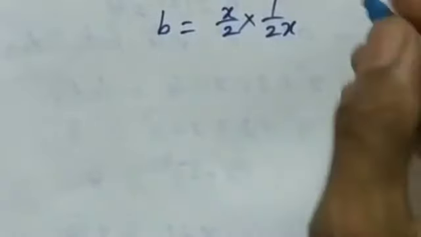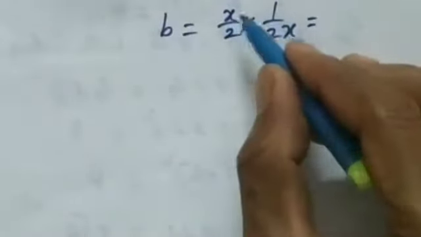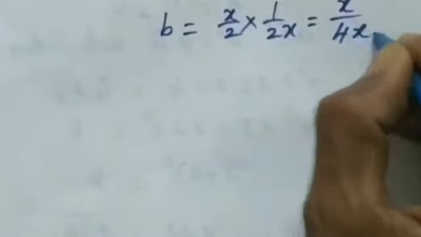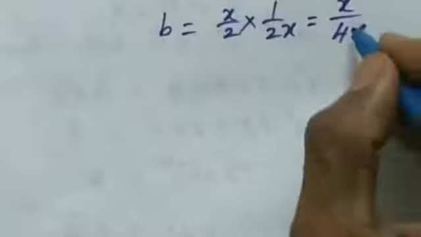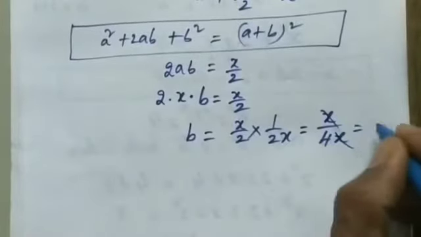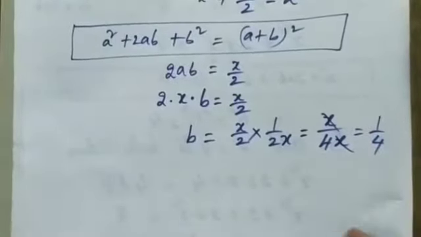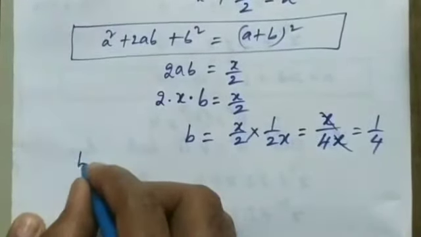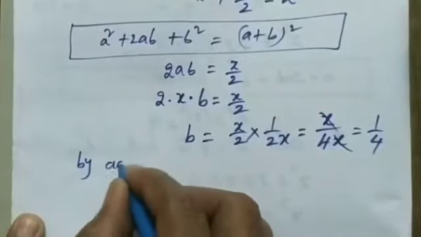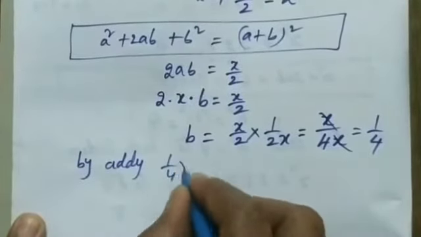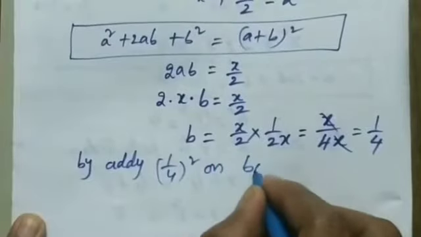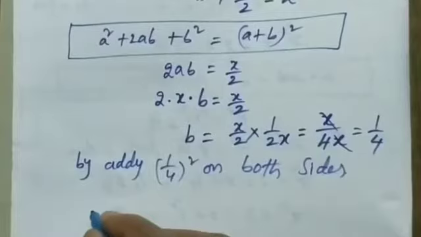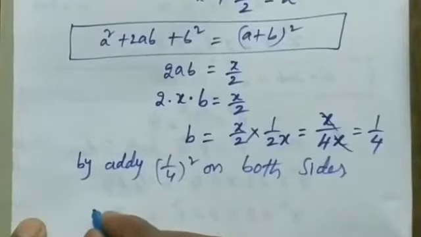Thus you get 1 by 4. So the b value is 1 by 4. So you have to add b square on both sides. You have to add 1 by 4 whole square, where b means 1 by 4, on both sides.